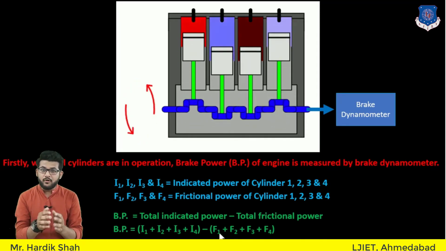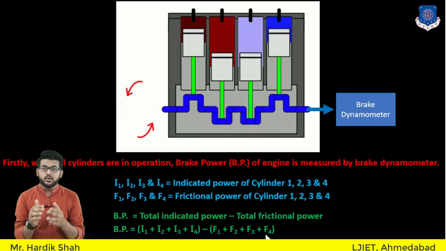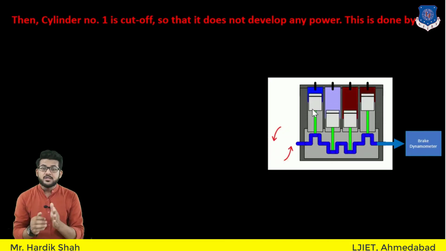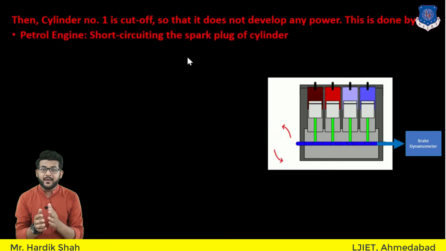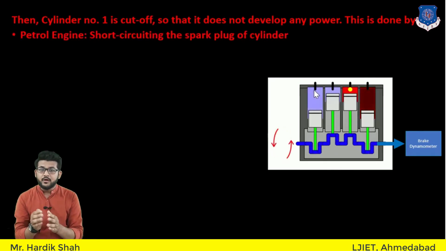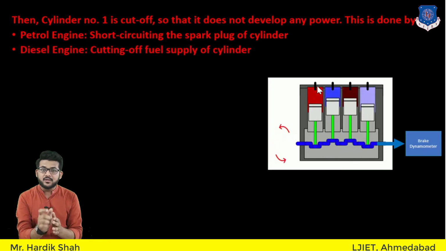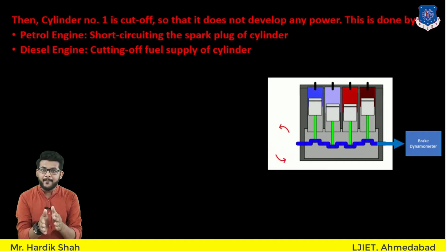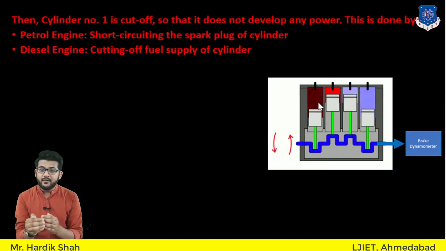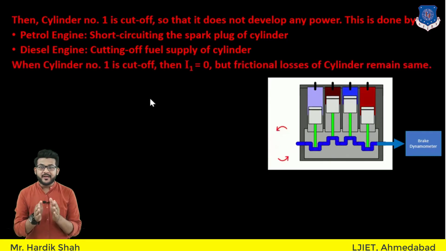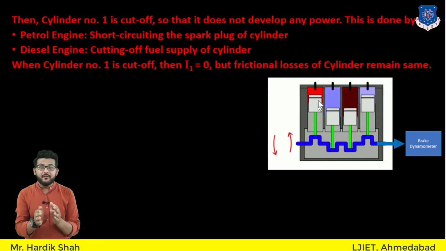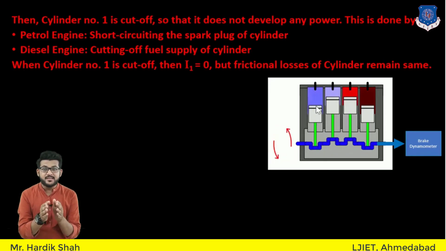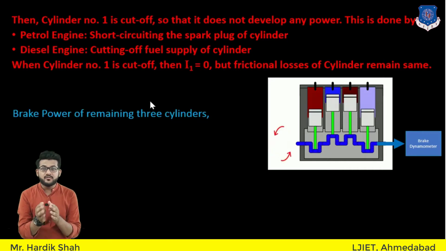Now you have to remember this formula because it will be used again. Here, in cylinder 1, we will be cutting off its power, so it does not develop any power. How will this be done? For a petrol engine, short circuiting of the spark plug of cylinder 1 will be done, and for a diesel engine we will cut off the fuel supply to the cylinder. By doing that, we cut off cylinder number 1. When cylinder number 1 is cut off, I1, the indicated power for cylinder 1, is equal to 0, but the friction loss of the cylinder remains the same.